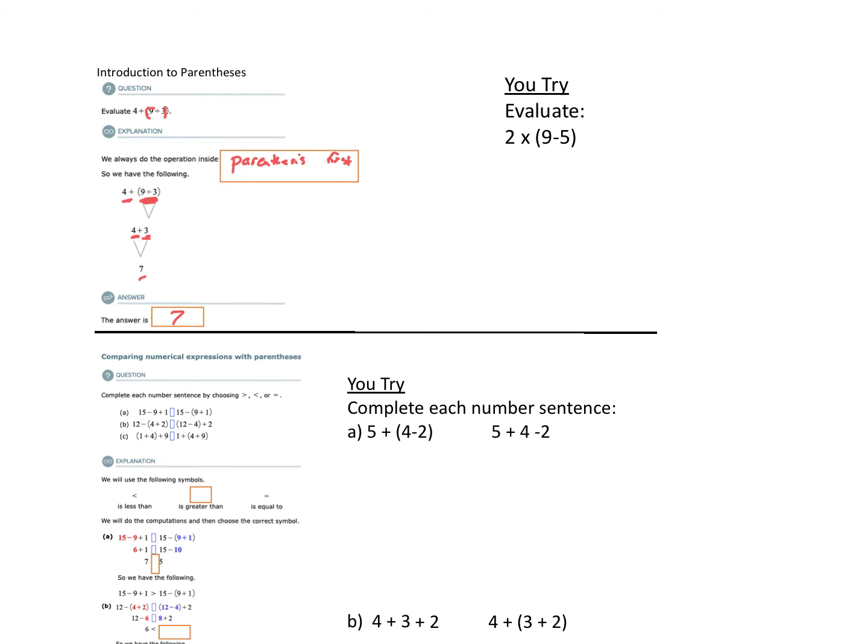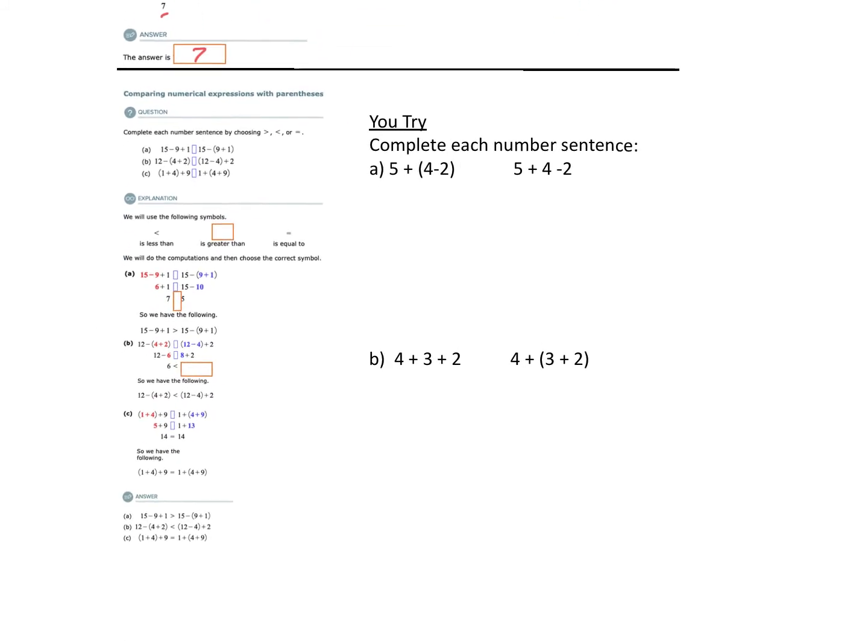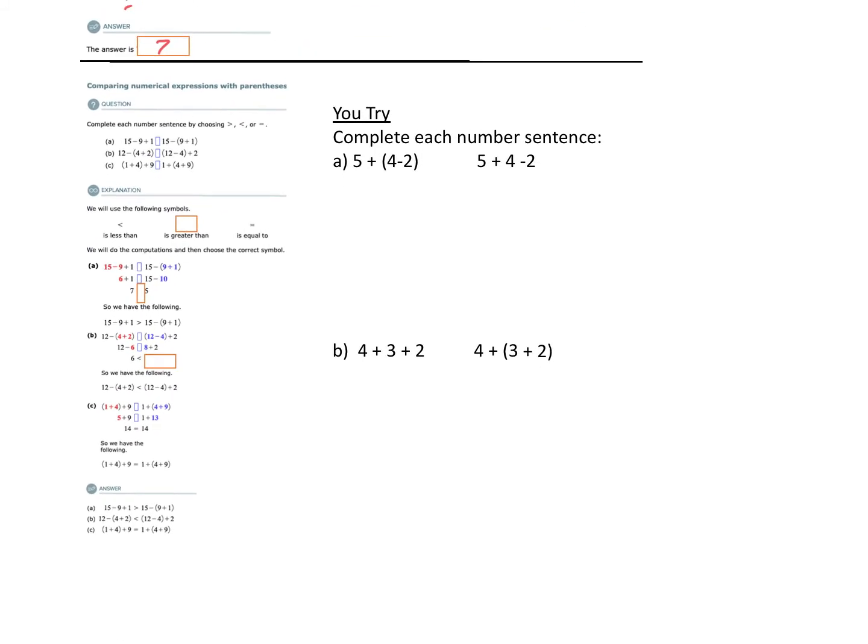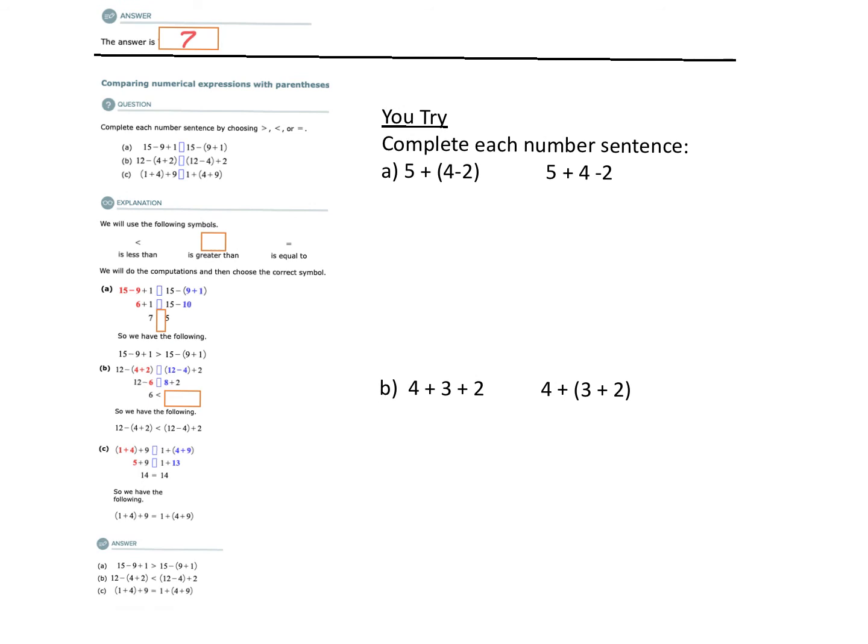Okay, so let's do this one now. You try it. Evaluate that before I do. Okay, we always do parentheses first. 9 minus 5 is 4. We can get rid of the parentheses now. So now 2 times 4 is 8. Parentheses do matter. It does matter in our order of operations.